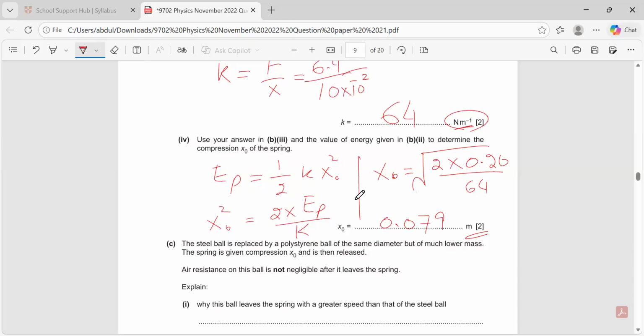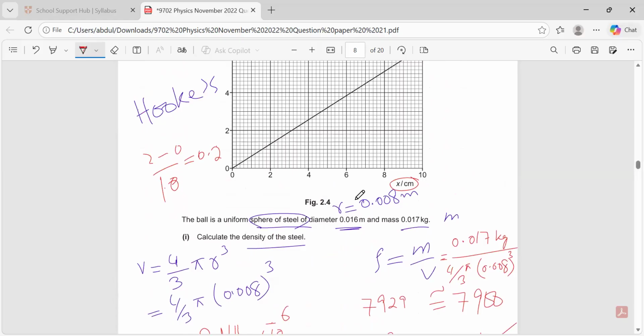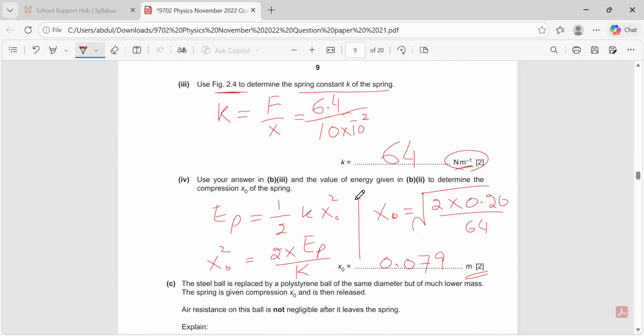Yes, sir. Okay, you know there is also one formula for elastic potential energy, simply the area under the graph. If we calculate the area under the graph, this will be the area of the triangle, that is 1 over 2 fx. But actually the examiner is kind enough. He said use your answer in B3, which means you need to use K, and B2 means the energy. So 1 over 2 kx squared, because 1 by 2 fx, with F equal to kx, so kx times x becomes 1 by 2 kx squared. That's why we are using this equation according to the given data.